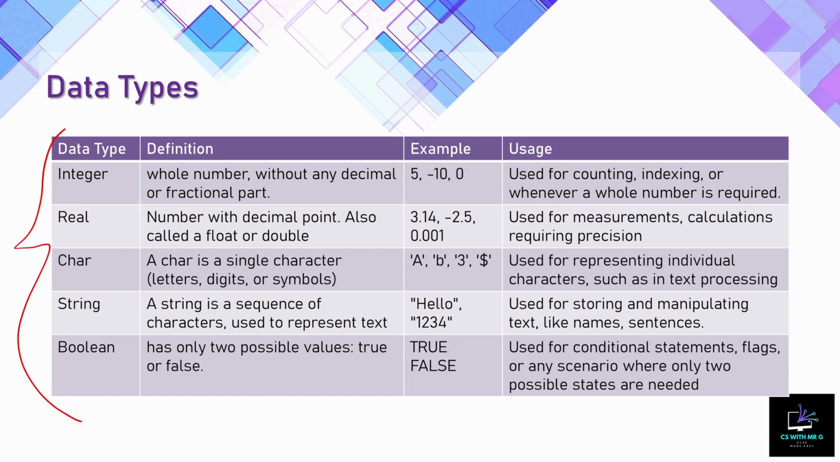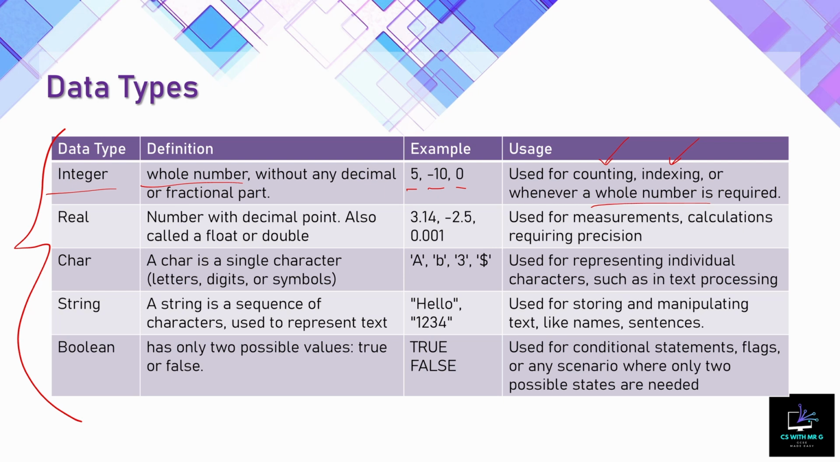The first one being an integer, which is super easy, and it's a whole number. It doesn't have any decimal or fractional part. Some examples will be 5, -10, or even the number 0. So an integer is a whole number, and examples where we've used these so far in Unit 7 are for things like counting or even indexing when it comes to an array, or just generally whenever a whole number is required and we don't need the decimal part.